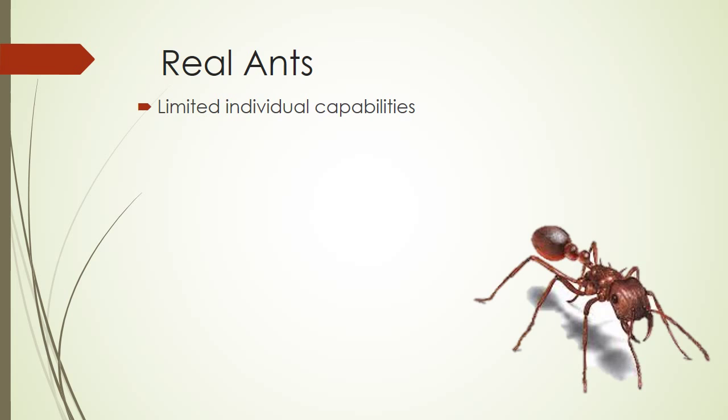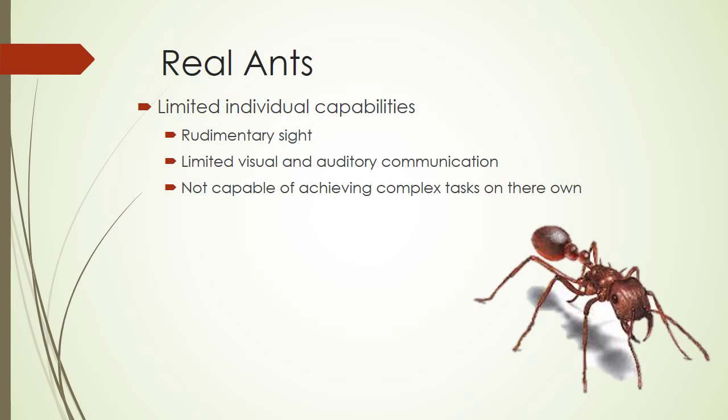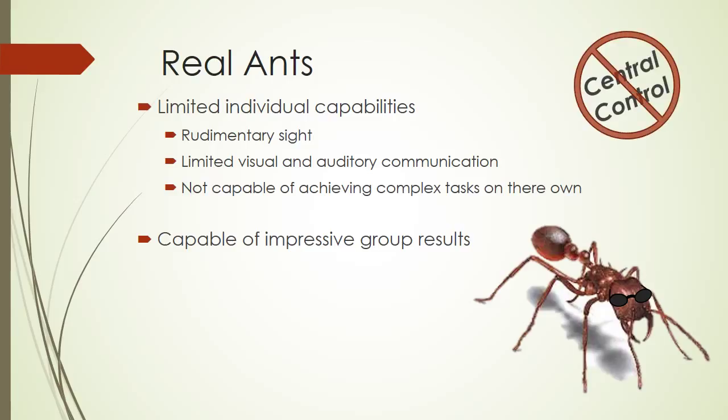Ants have limited individual capabilities. They have rudimentary sight. In fact, a number of species of ants are completely blind. They have limited visual and auditory communication. They're not capable of achieving complex tasks on their own. However, they are capable of extremely impressive group results, and this is without any governing control.